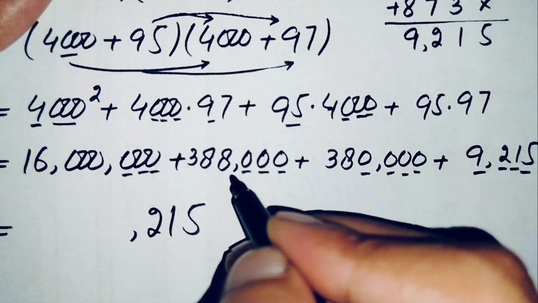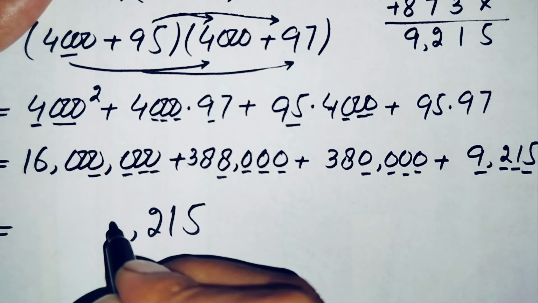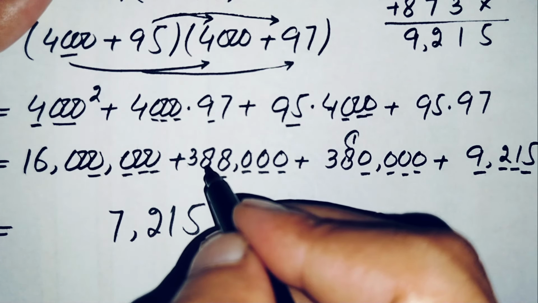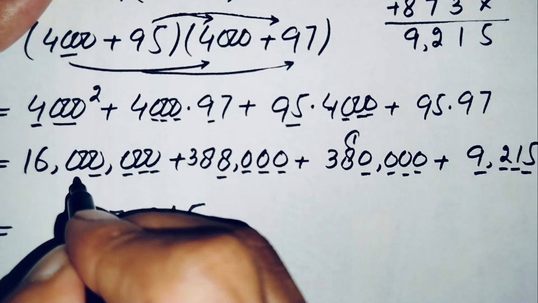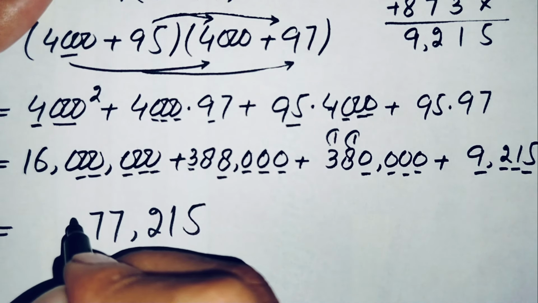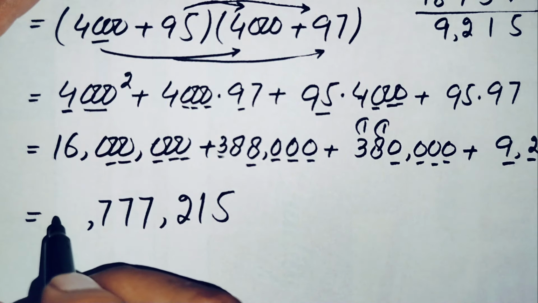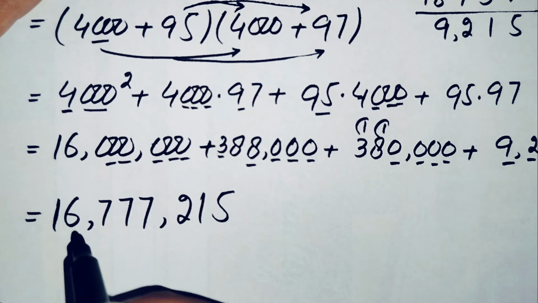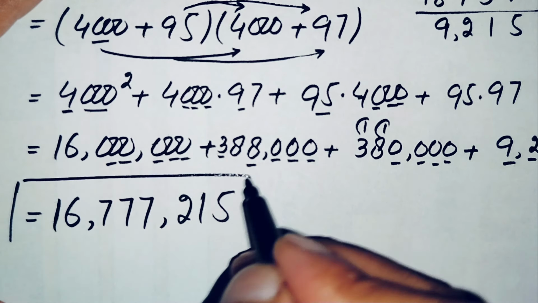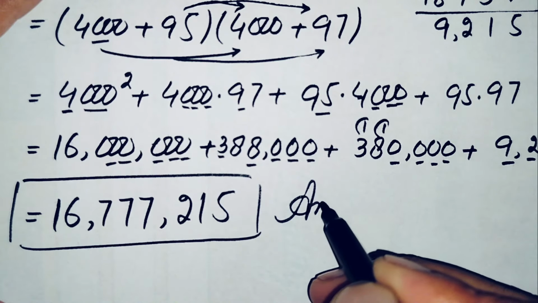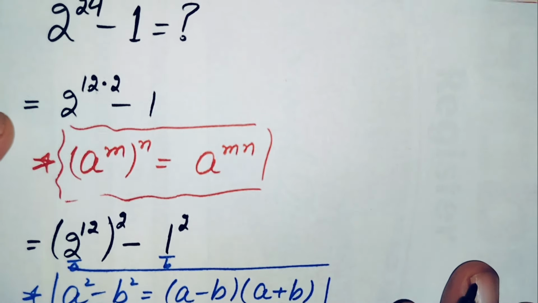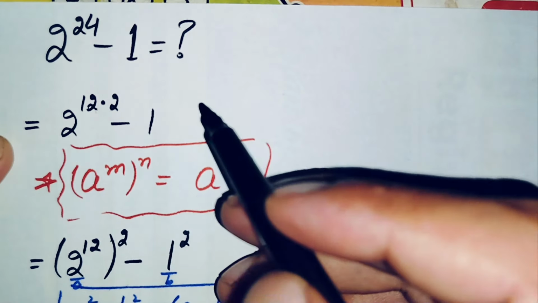9 plus 0 is 9, 9 plus 8 is 17, 17 plus 0 is 17. So 1 will be carried to the next number. So 8 plus 1 is 9, 9 plus 8 is 17, 17 plus 0 is 17. 1 will be carried to the next number. 3 plus 1 is 4, 4 plus 3 is 7, comma. Here is only 16, so this will become 16. So finally, 16,777,215 is our answer and the value of this nice simplification math problem.